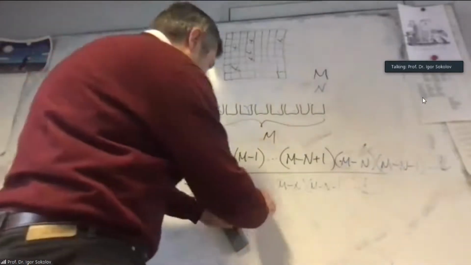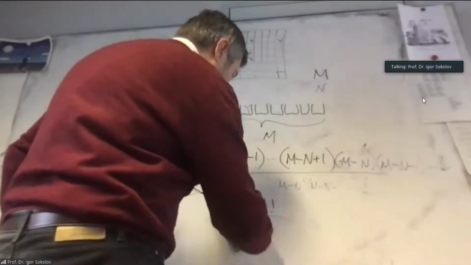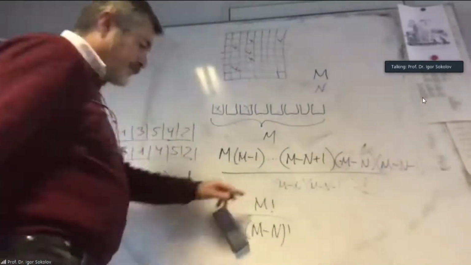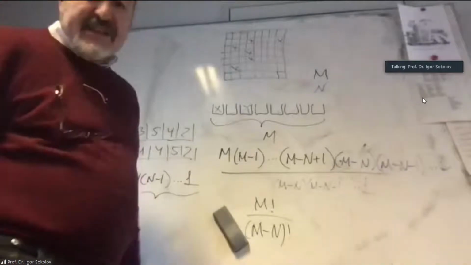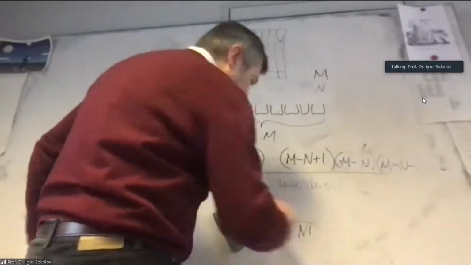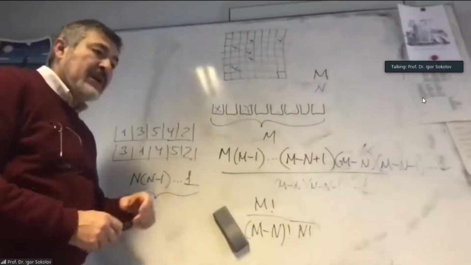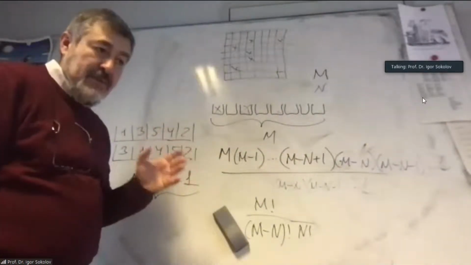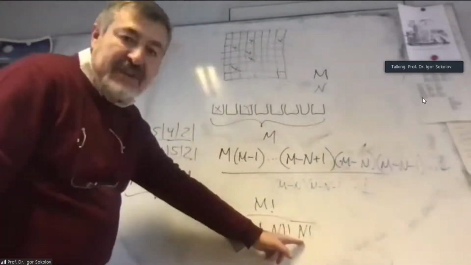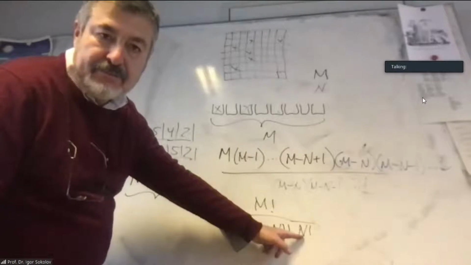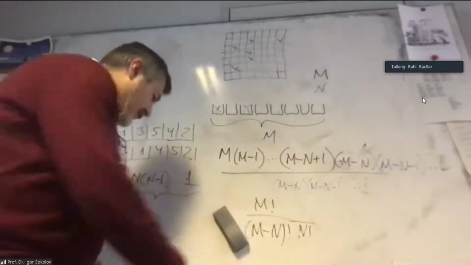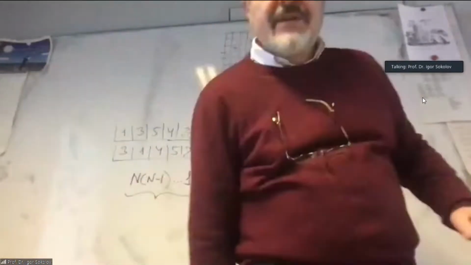So what I do, I divide this M factorial over M minus N factorial, the total number of placements, by N factorial, which is the number of indistinguishable placements which differ only by renumbering the objects. Okay. Thank you. I get it now. Okay, wonderful. Now we have it.